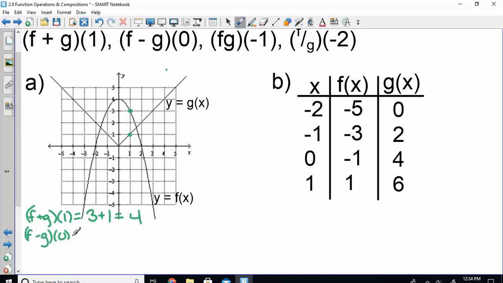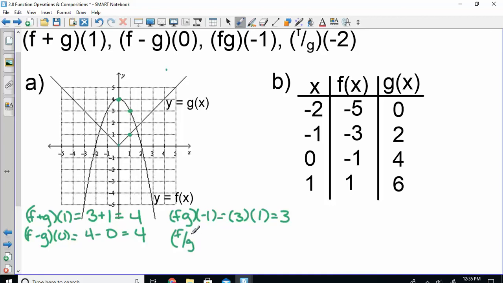So f minus g of 0. F of 0. When x is 0, f is 4, minus, when x is 0, g is 0. 4 minus 0 is 4. F times g of negative 1. So when x is negative 1, f is what? 3. G is 1. 3 times 1 is 3.